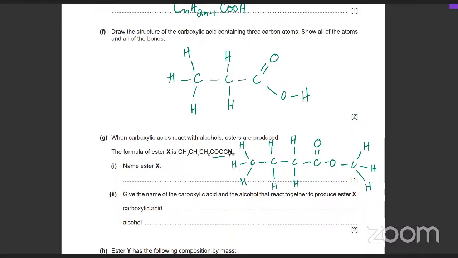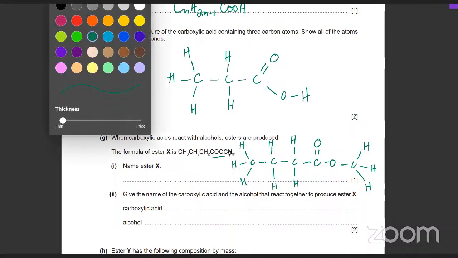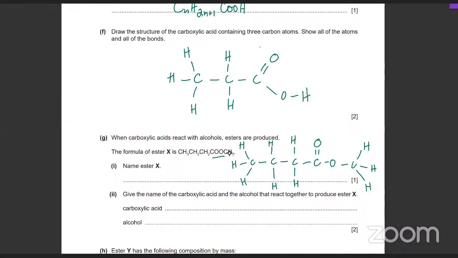So that's the ester. I've drawn the ester. How do you name the ester? Remember, an ester is something that has the C double bond O and O right in the middle. The ester is named in 2 parts. One side has 4 carbon atoms, so that's your but. But means 4 carbon atoms. The other side is 1 carbon atom, so that side is meth.